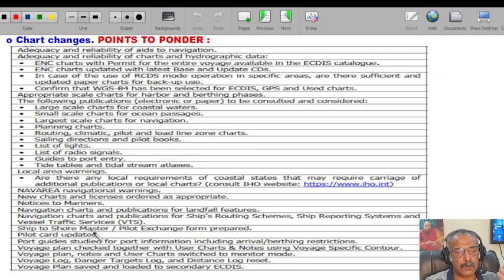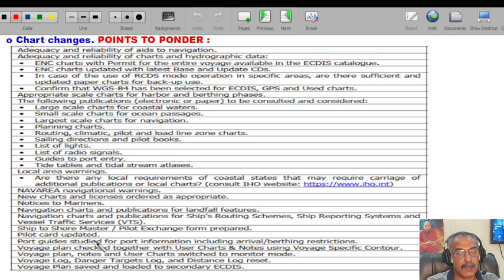Ship-to-shore master-pilot exchange form prepared. That is, when you're coming to the pilotage waters, the master-pilot exchange form shall be prepared in advance, and in case there are any more legal requirements as far as your chart publications are concerned, that should be strictly adhered to. Pilot chart is updated.